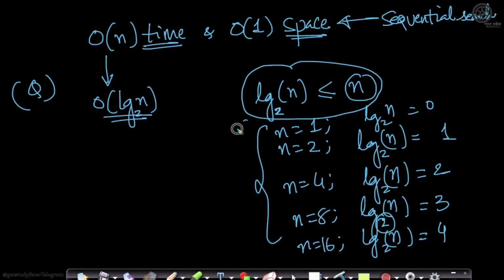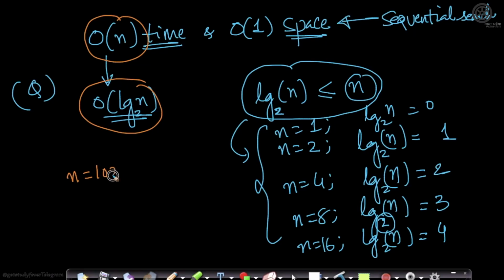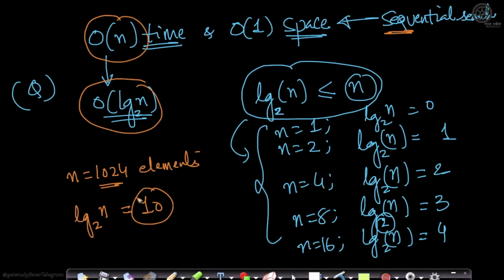A simple example that I'm showing you. Since log n is less than n, if I can somehow write another algorithm that goes from order of n time to order of log n, that is brilliant. Imagine n equals 1024 elements. Using sequential search, it would take order of n time, roughly 1024 comparisons. But understand what log n is: log n base 2, 2 power 10 is 1024, so it is 10.